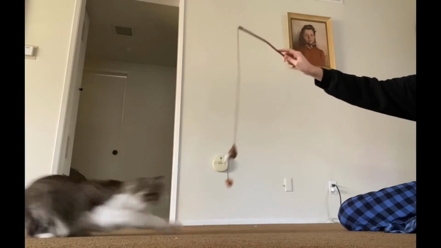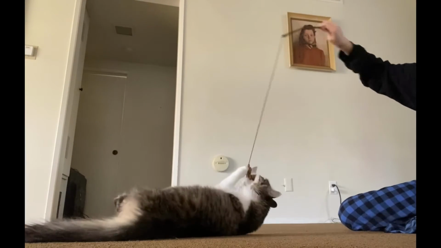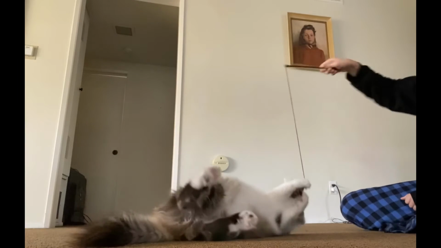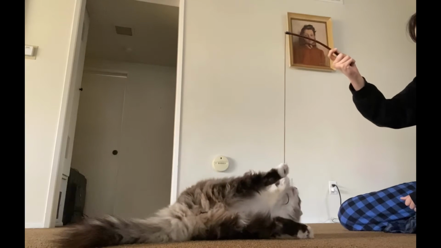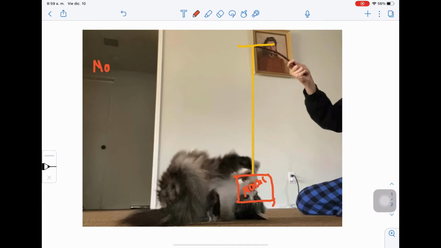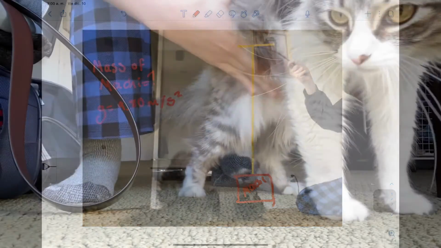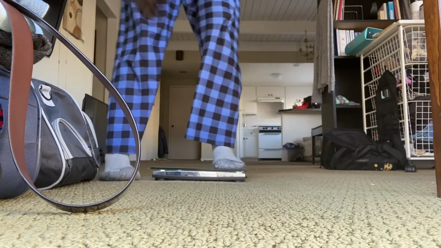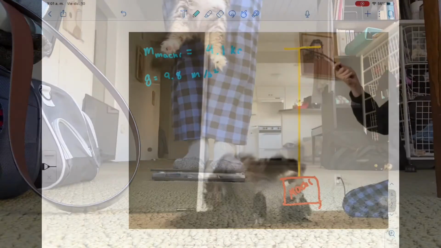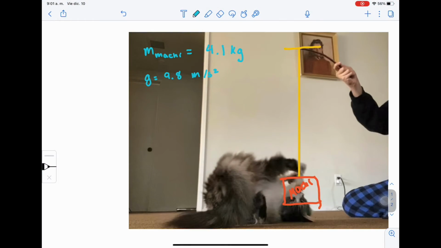Let's look at a very simple example of tension, which my cat Machi exerts on her toy every time she pulls on it. In order to figure out the tension she's exerting on the string, we need to figure out what her mass is, because we need to multiply times the gravity of Earth in order to get the tension. And after weighing my cat, I figured out that her mass is equal to 4.1 kilograms.